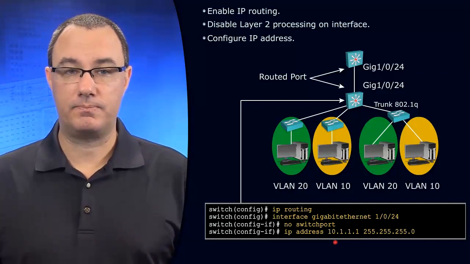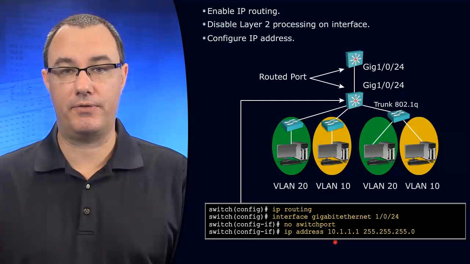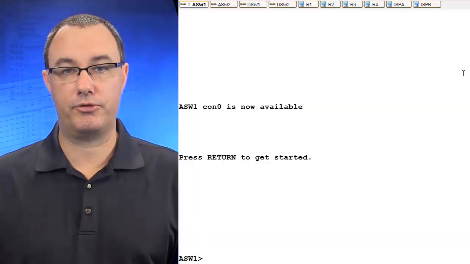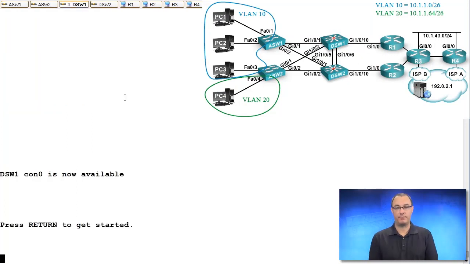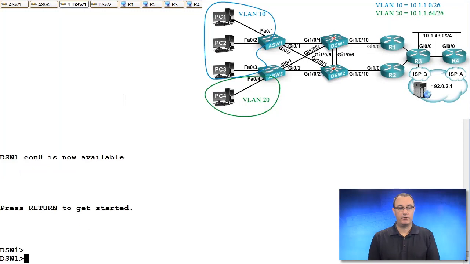Let's do this in our own environment to get some additional exposure to this config. So this is going to be applicable between DSW1 and R1 and DSW2 and R2. And at the end of this, I want to be able to ping back and forth between DSW1 and R1 and DSW2 and R2. So I'm going to look at my interfaces.